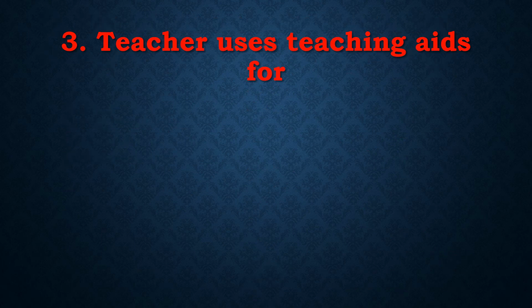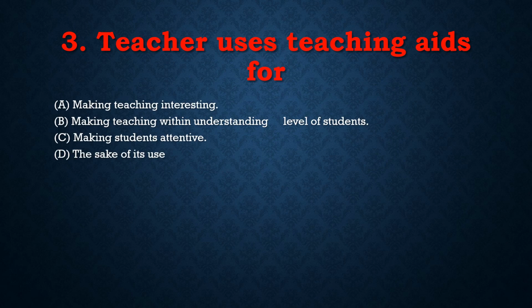The third question is, teacher uses teaching aids for. Teaching aids means the tools which the teacher uses while teaching. So those are called teaching aids. Option A, making teaching interesting. B, making teaching within understanding level of students. C, making students attentive. D, the sake of its use. The right answer among these is B, making teaching within understanding level of students.